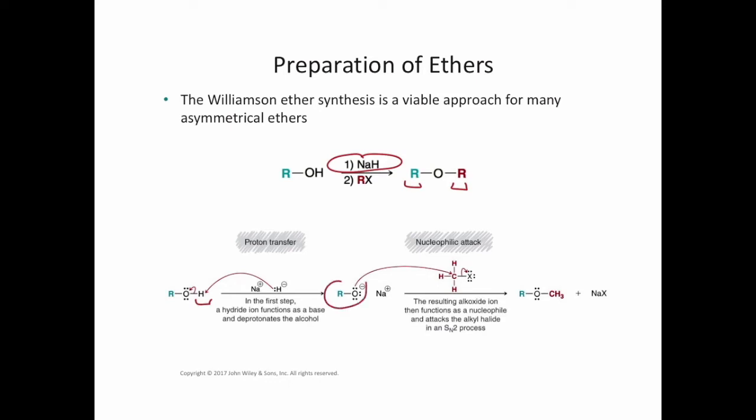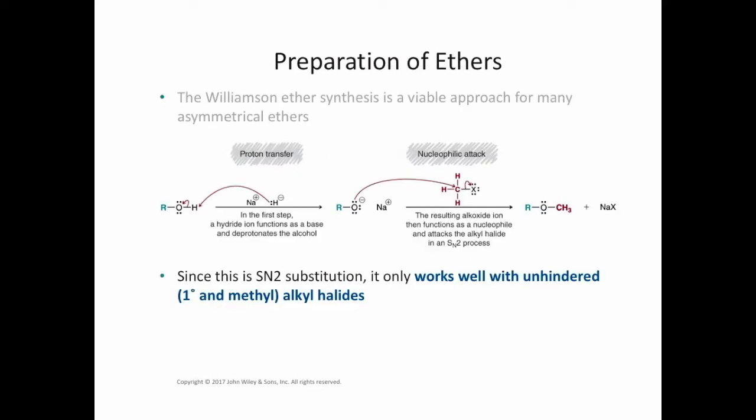And now you have a nucleophile. Now that nucleophile in the second step is going to do an SN2 reaction. So it's going to attack an alkyl halide, displacing the halogen leaving group to form your ether product. Since this is an SN2 reaction, it has the same limitations that we talked about with SN2 reactions, where it really needs to only be coupled with unhindered alkyl halides. Primary and methyl are the best.